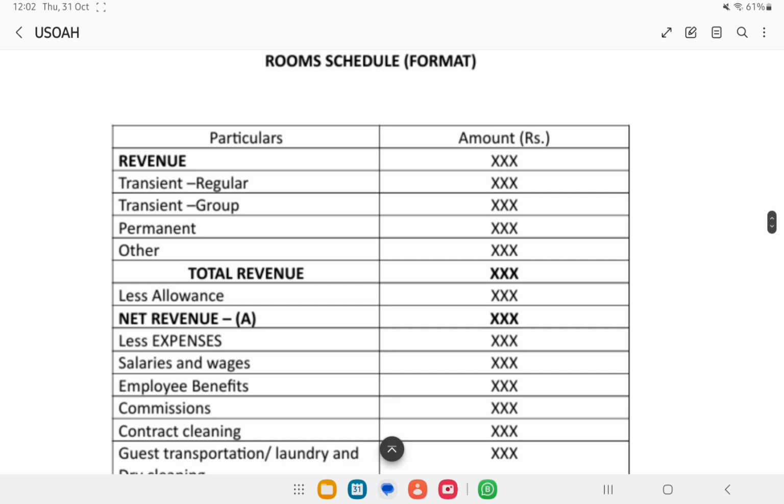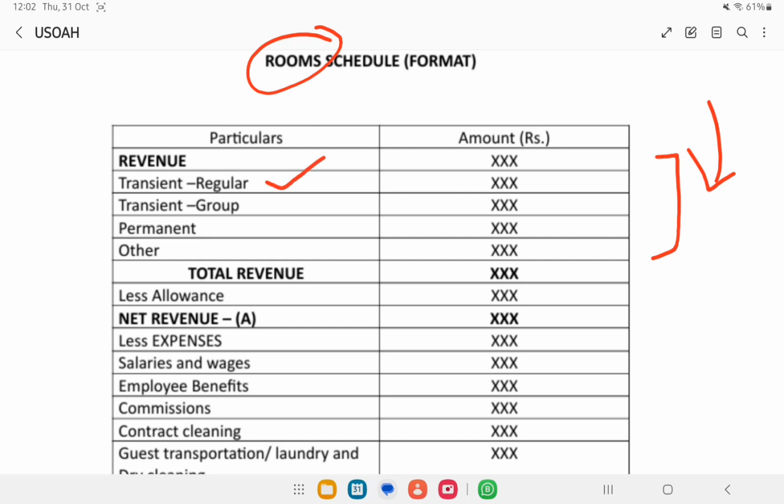Here we can see, first of all, they have written revenue. What do you mean by revenue? Revenue is what all they got as cash inflow for the rooms department. Here are just examples of the cash inflow, or the revenue, that a rooms department can generate.